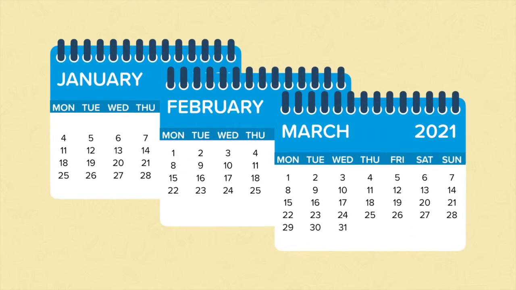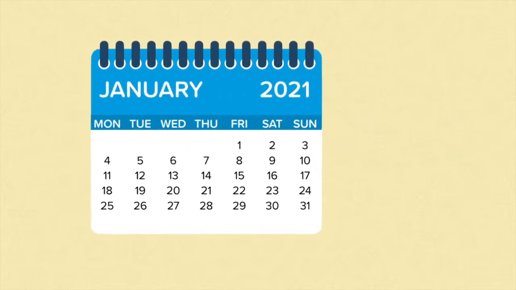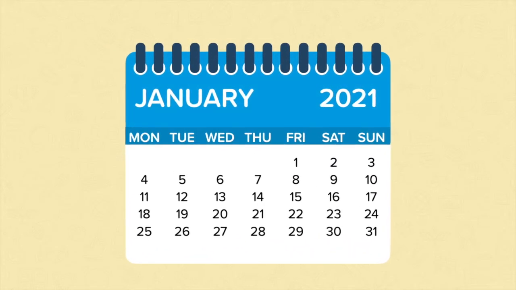A calendar often has a page for each month. As there are 12 months in a year, a calendar usually has 12 pages, one for each month. Here we just have 3 months: January, February, and March. Let's focus on January. A calendar must always show the year. This is the calendar for the month of January in 2021.